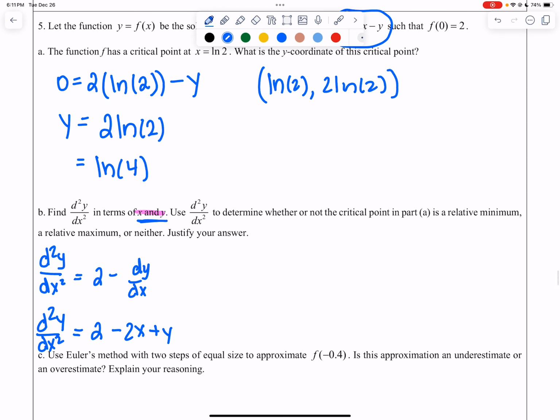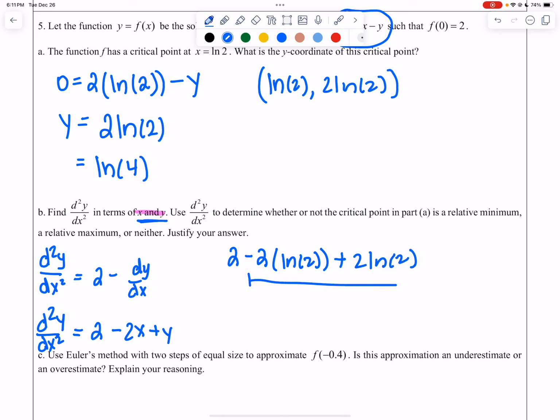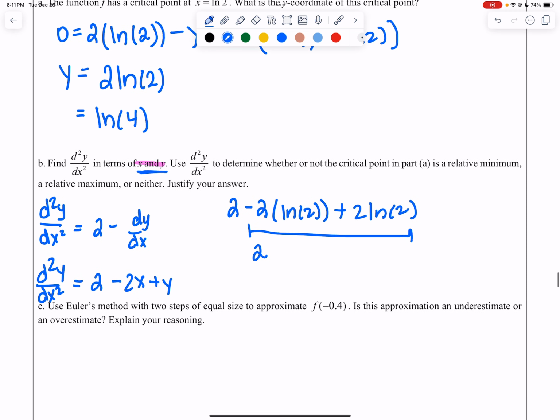All right, so this is going to give me 2 minus 2 ln of 2 plus 2 ln of 2. Notice how this will cancel out, so I'm just left with 2. All right, because 2 is greater than 0, this means that our function is concave up by the second derivative test.